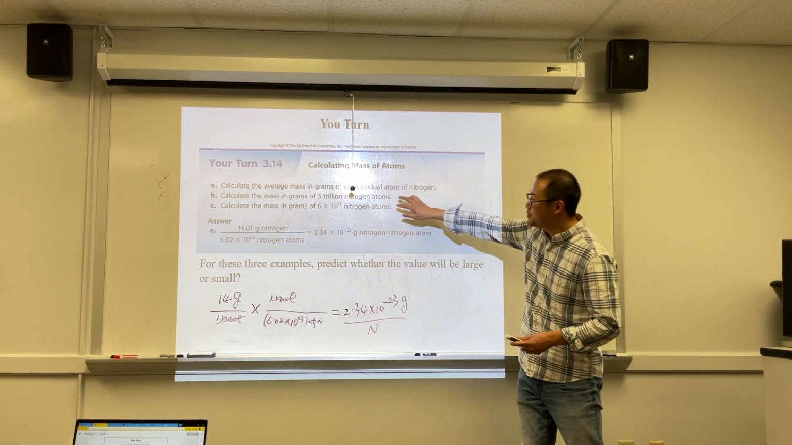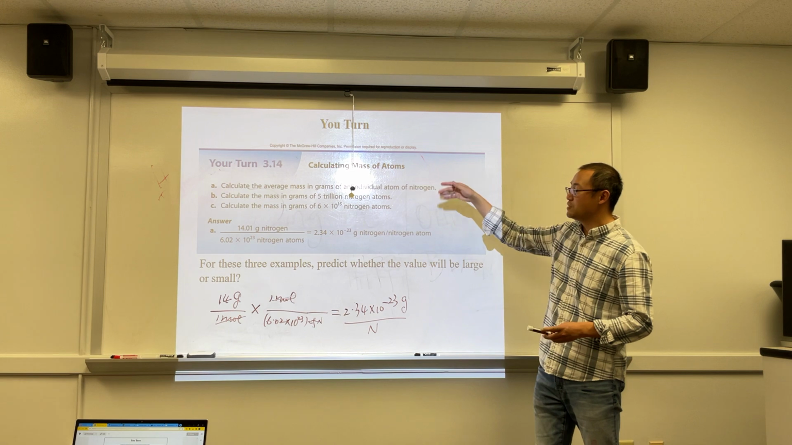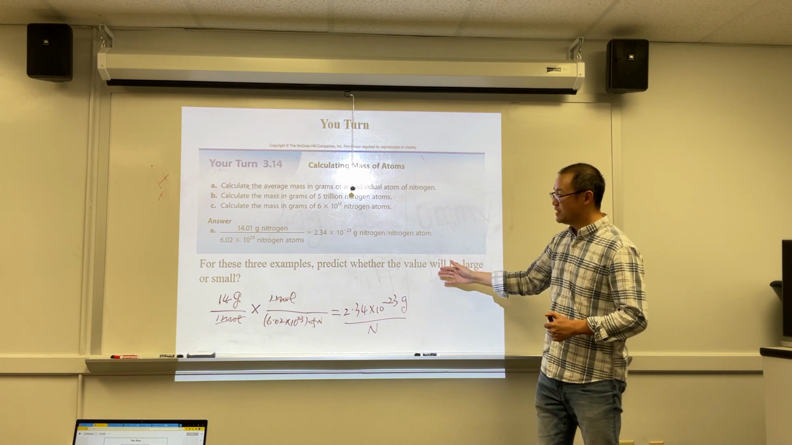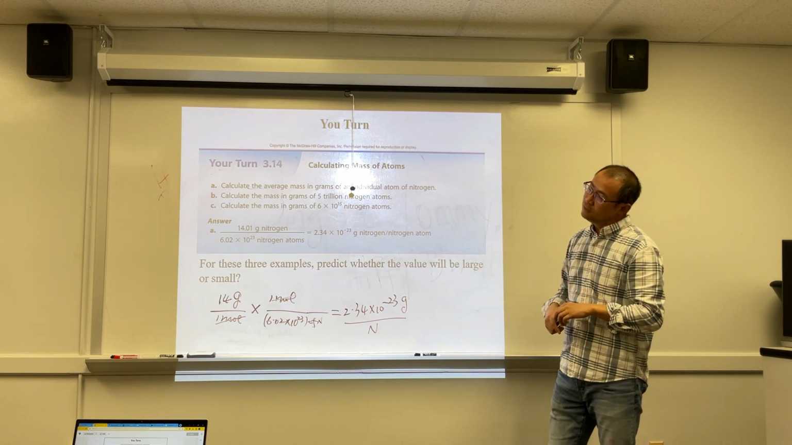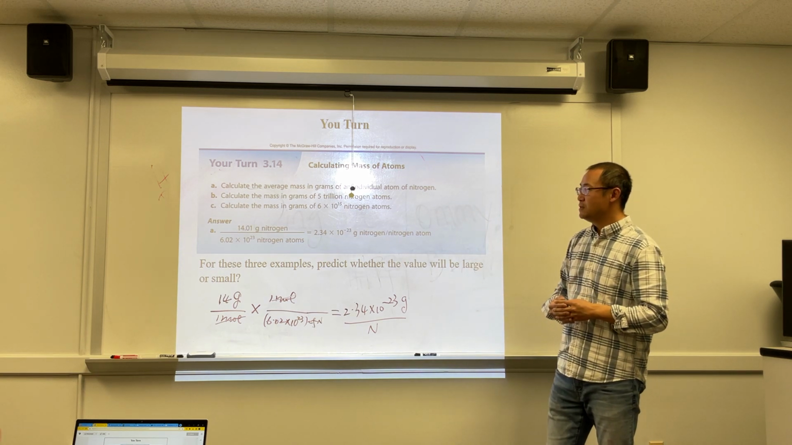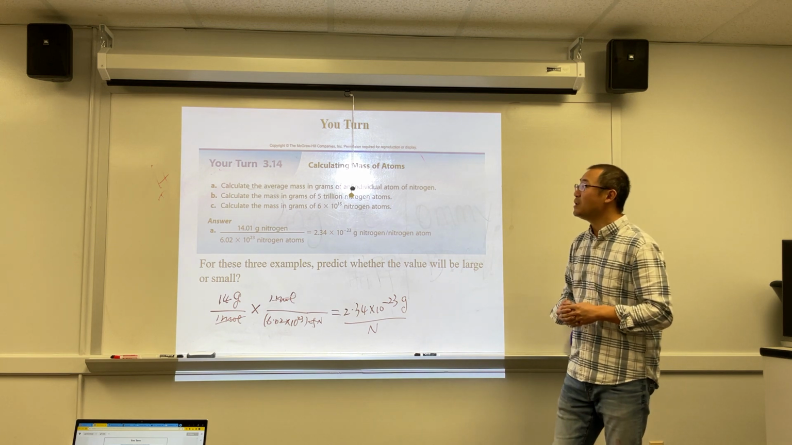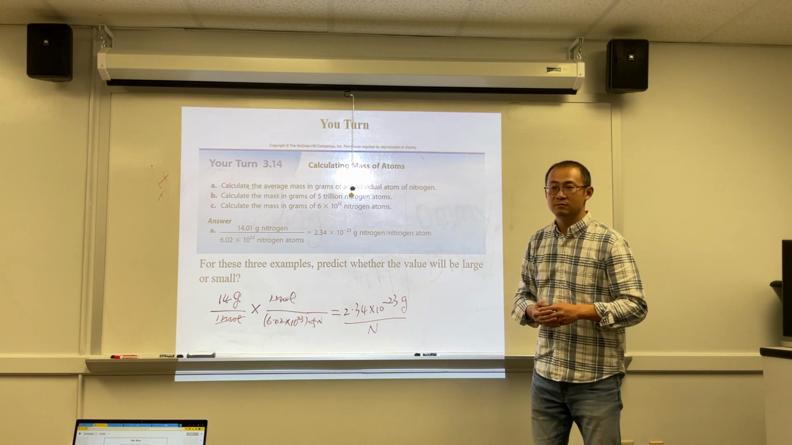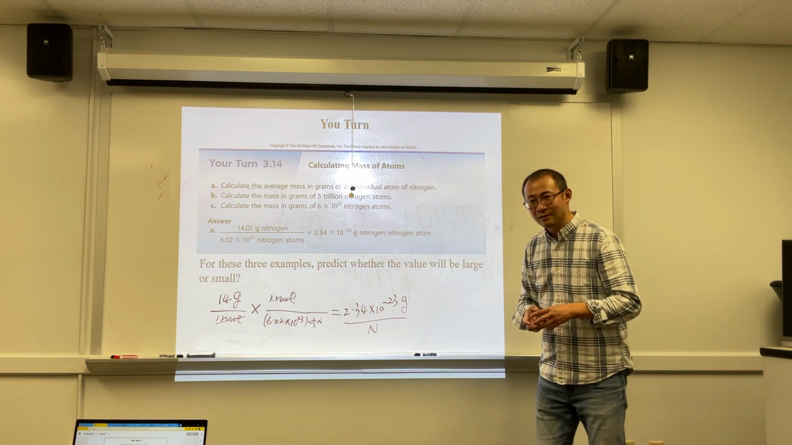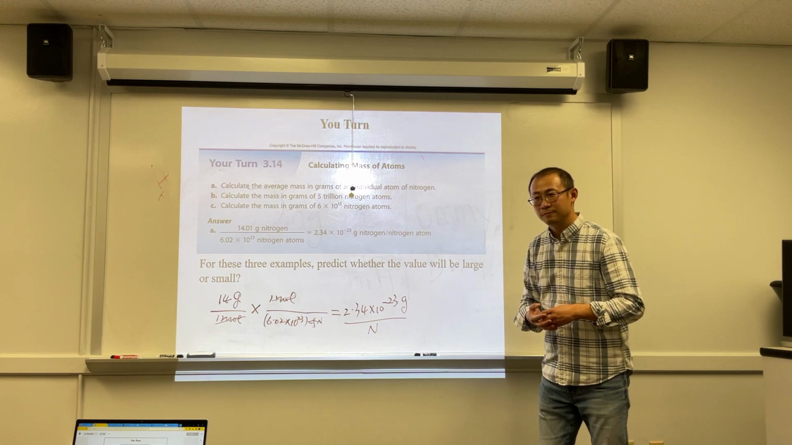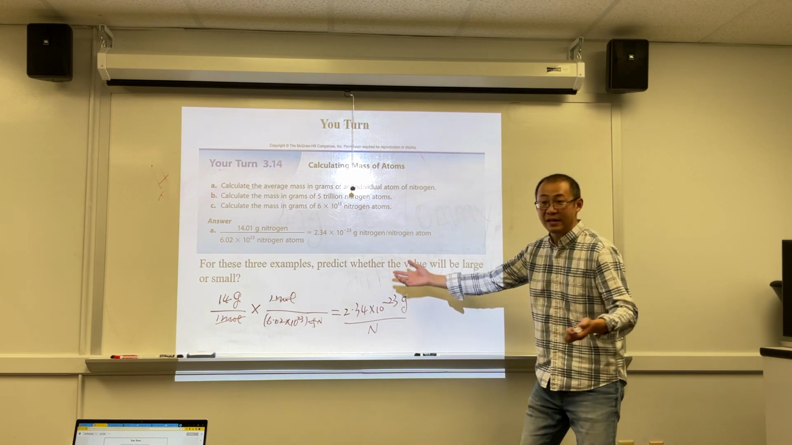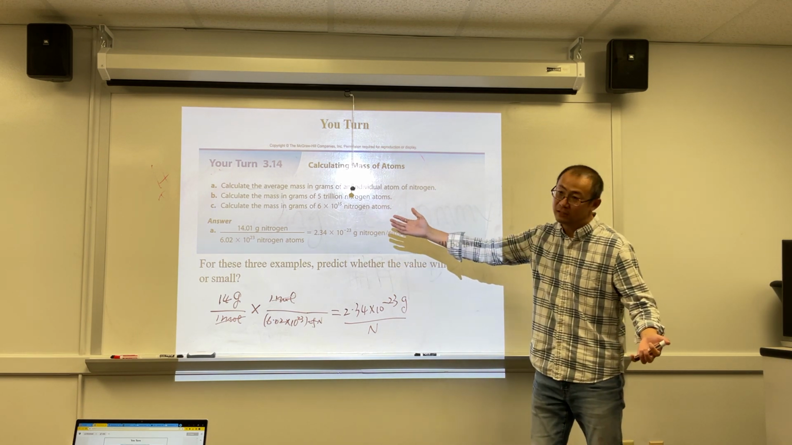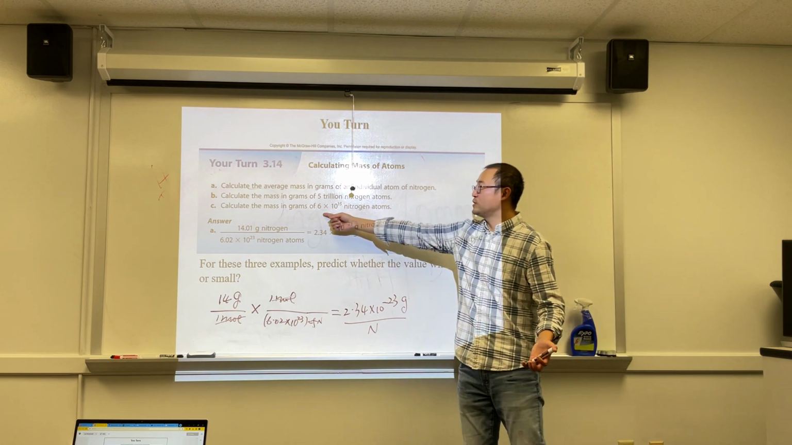Okay, I'll leave these two for you to do by yourself, but I'll give you some guidance and ask you a question after that. First, number two, they ask you, calculate the mass in grams of 5 trillion nitrogen atoms. Do you think that's easy? Yes. How do we do it? You put 5 trillion in scientific notation and then multiply the mass of one atom by 5 trillion.